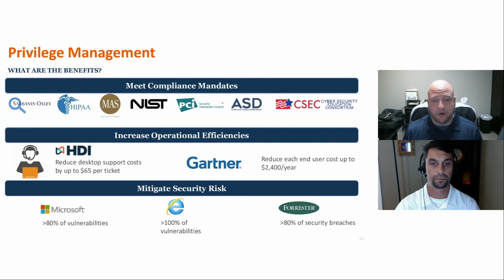And then we've talked about the security risks, right? Again, over 80% of Microsoft vulnerabilities can be prevented by going to a least privilege model and getting rid of those privileged accounts within your environment. And then, we talked about the other ones here too, the 100% of IE and 80% of security breaches could all be mitigated by going to a least privilege model.